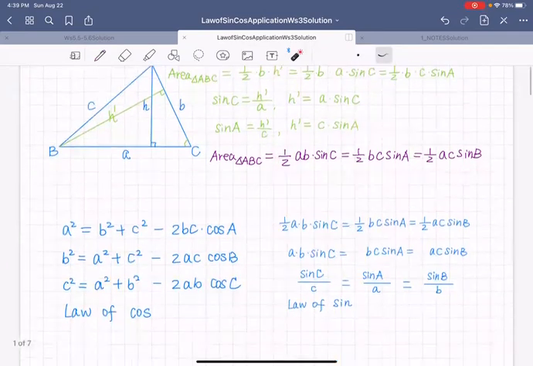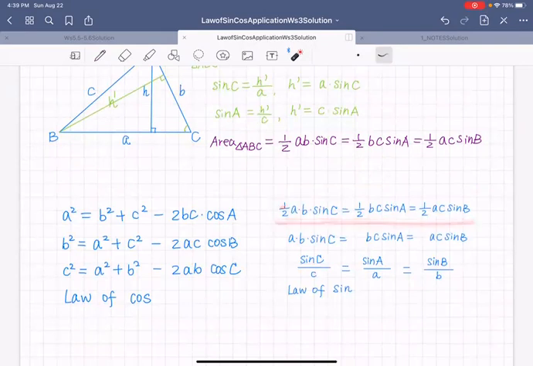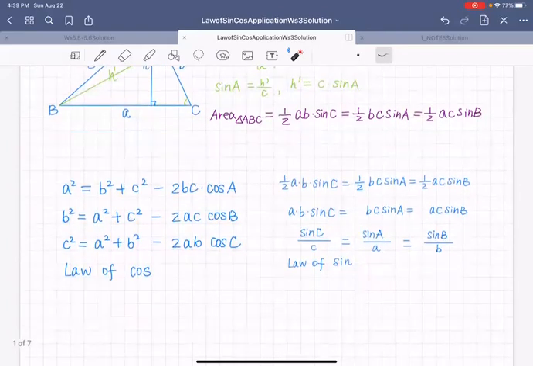Okay, so all of them are equal. When all of them are equal, we can multiply by 2 for each term, right? This is 1/2, this is 1/2, this is 1/2. Definitely we can let this 1/2 go. So this is AB times sine C. This is BC times sine A. This is AC times sine B. Make sense? Yeah. Everybody divided by ABC, okay?